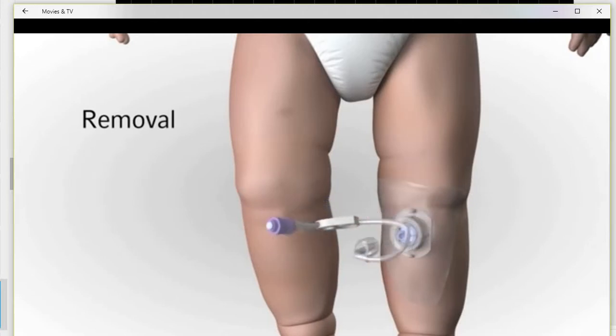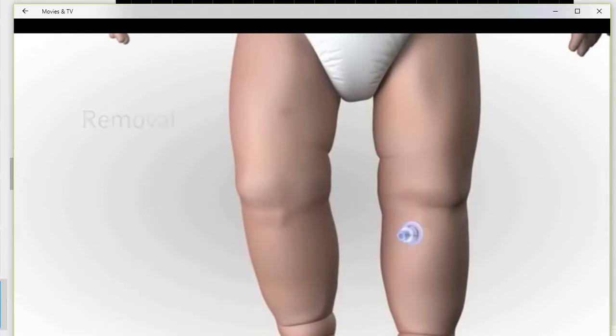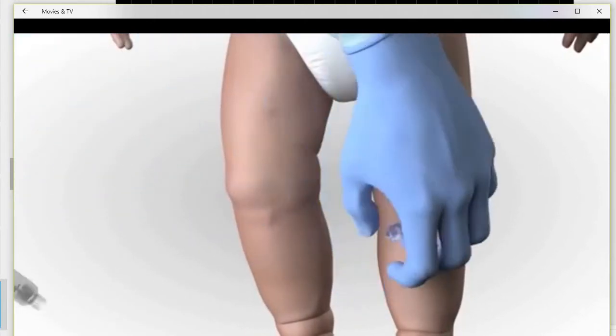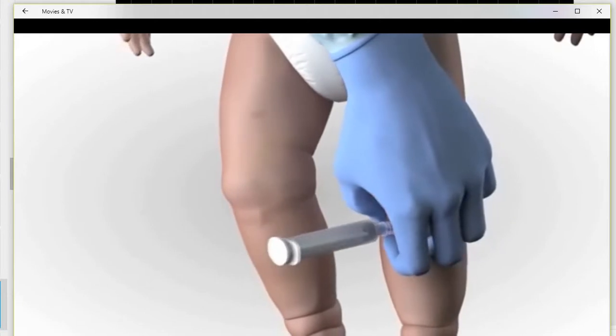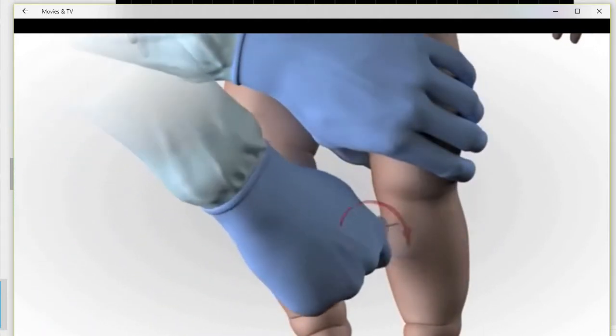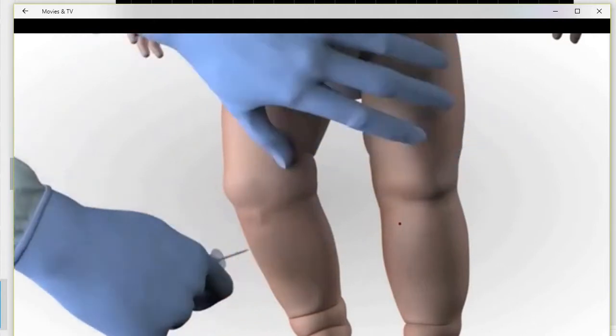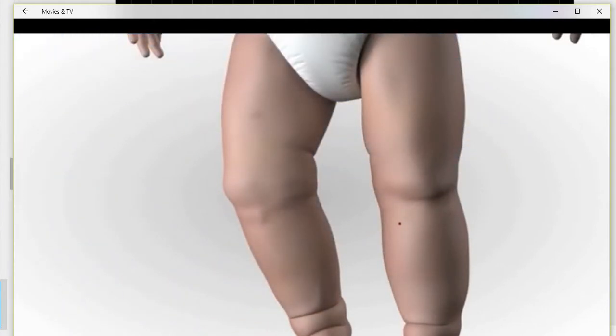Remove extension set and dressing. Stabilize catheter hub and attach a Luer-lock syringe to the hub. Maintaining axial alignment, twist clockwise and pull straight out. Do not rock the syringe. Dispose of catheter with syringe attached into sharps container.